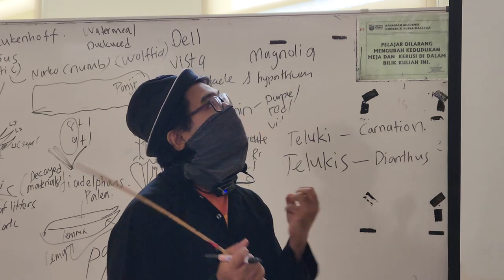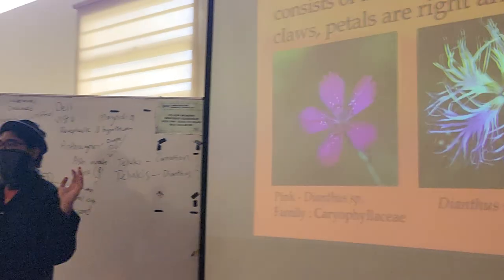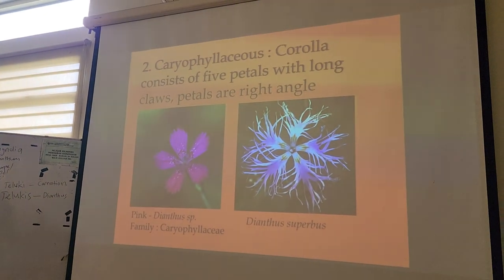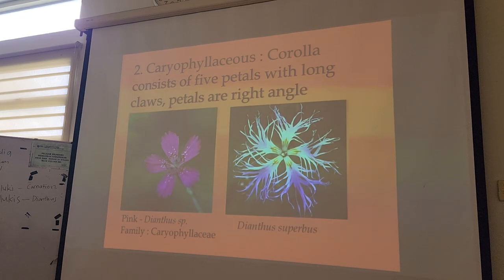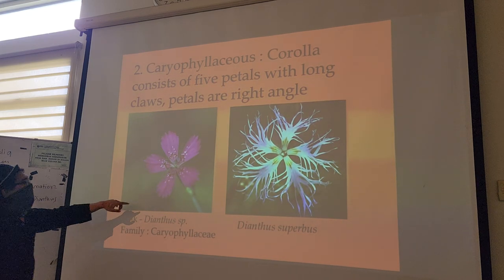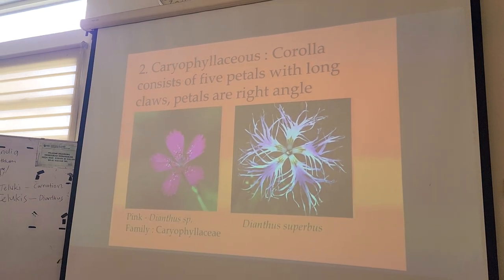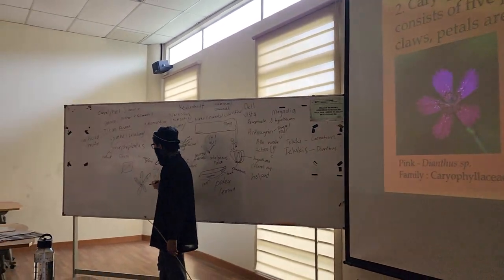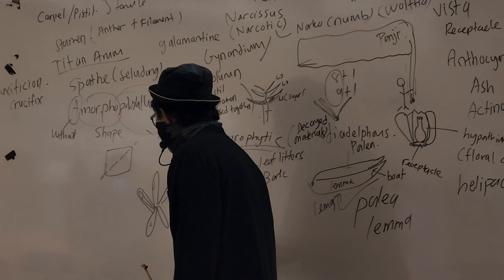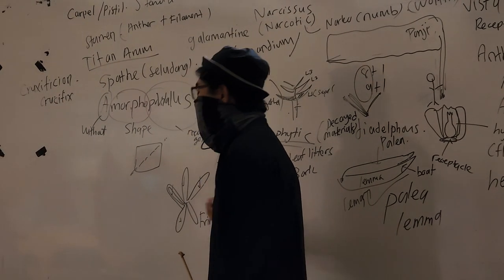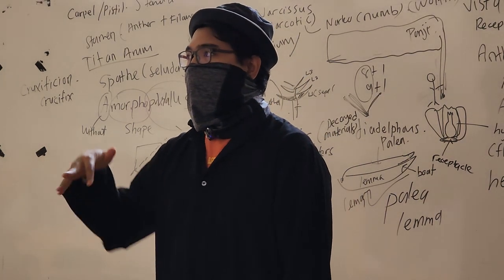So whenever the petals have the shape from the family of carnation, Caryophyllaceae, we call it a caryophyllaceous corolla. Just like this. Dia ada, ni jari tu, there's a word for that. Fringes. Maybe tak ada dalam nota tu. Tak apalah, begitu aja. Fringes. There's a word for that.